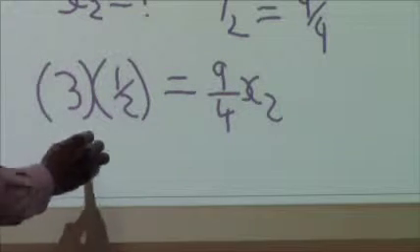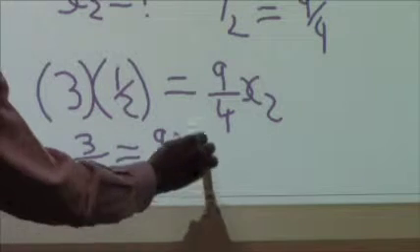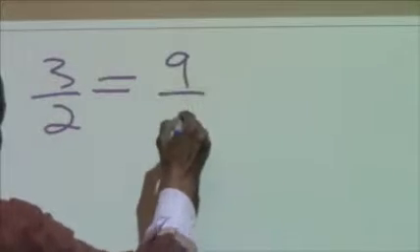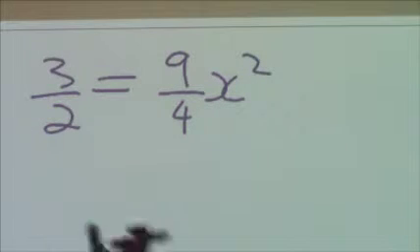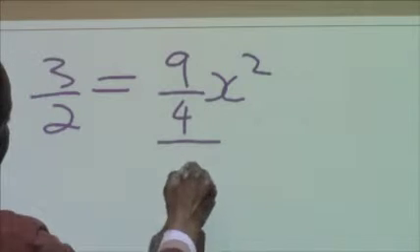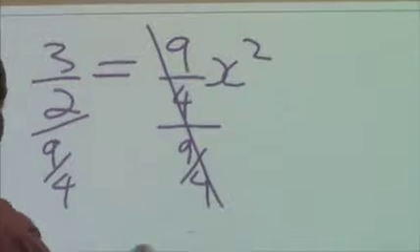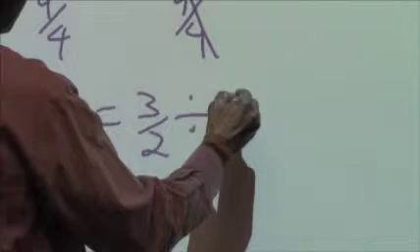We multiply here. We're going to have 3 over 2 equals 9 over 4 x2. So let's take that to the next slide. 3 over 2 equals 9 over 4 x2. We can do some playing around here, but we can just divide this by 9 over 4 and divide this by 9 over 4. That will cancel. So we'll say x2 will be equal to 3 over 2 divided by 9 over 4.